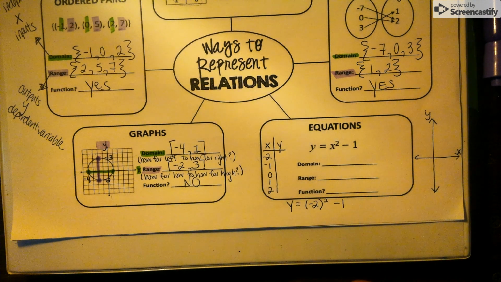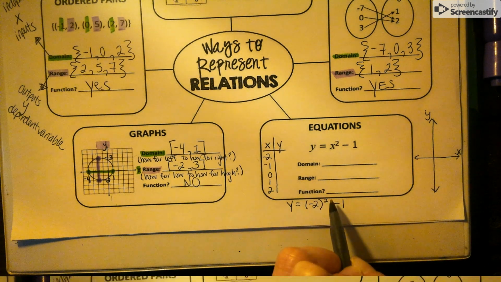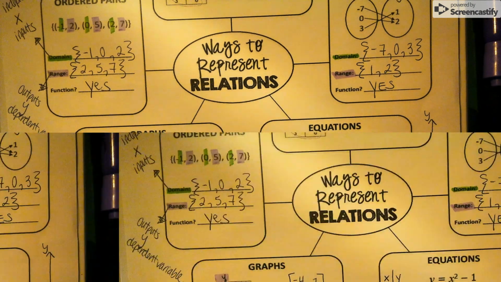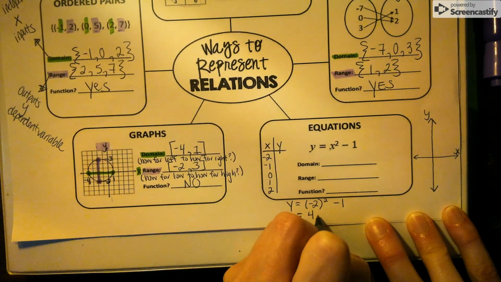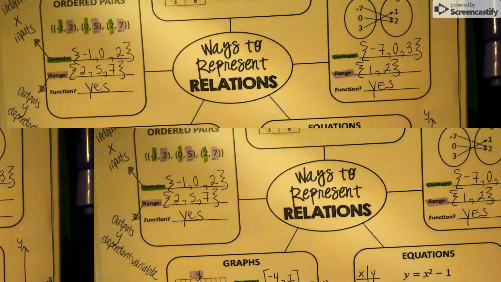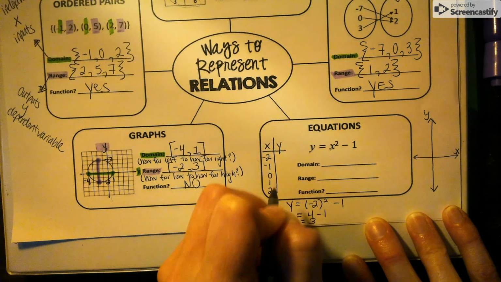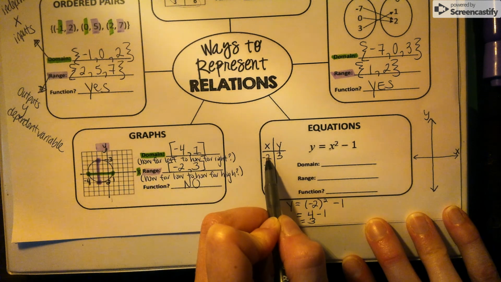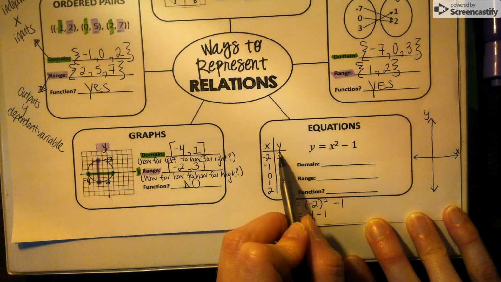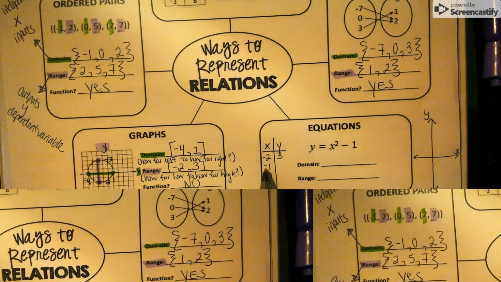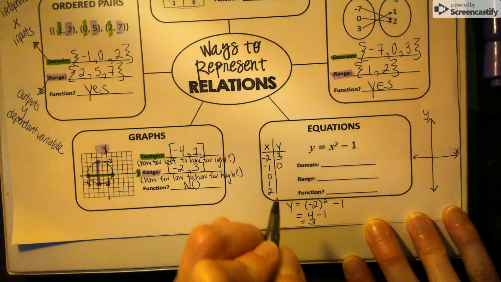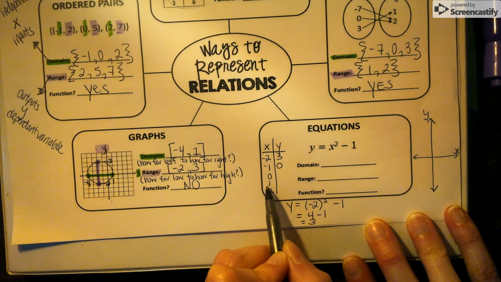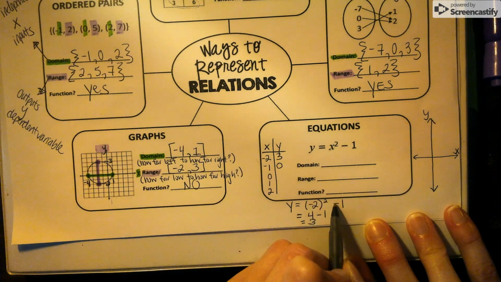Order of operations would say that I have to square or do exponents first. So -2 squared means -2 times -2, which is +4. And then I would subtract off 1. So 4 minus 1 is 3. So when X is -2, Y, or my output, is 3. So let's, into our skeleton, put in -1. -1 squared would be +1, and 1 minus 1 is 0. Let's put in 0. 0 squared is 0, and 0 minus 1 is -1.